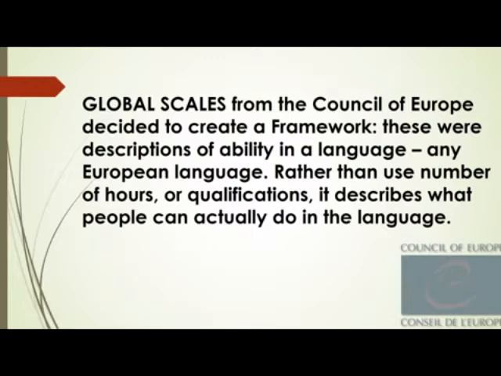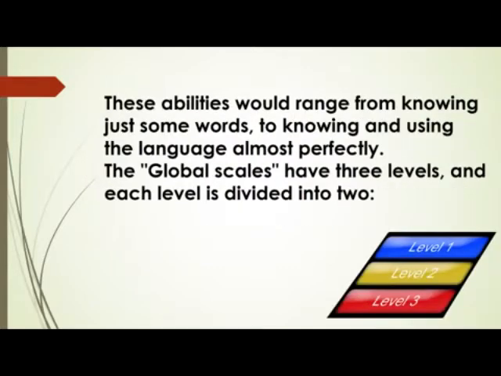These were descriptions of ability in a language. An European language has the used number of hours. Or qualification describes what people can actually do. These abilities would range from knowing just some words to knowing and using the language almost perfectly.